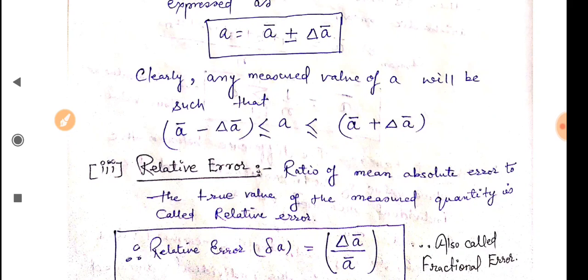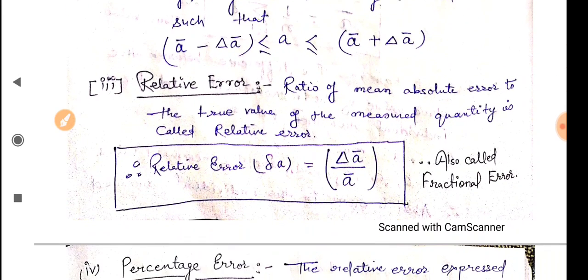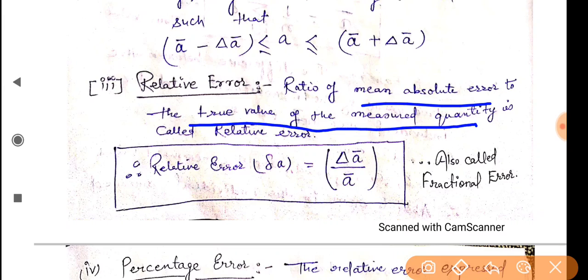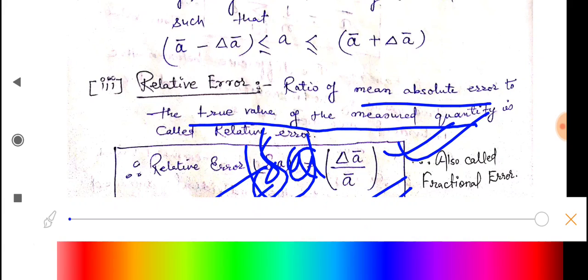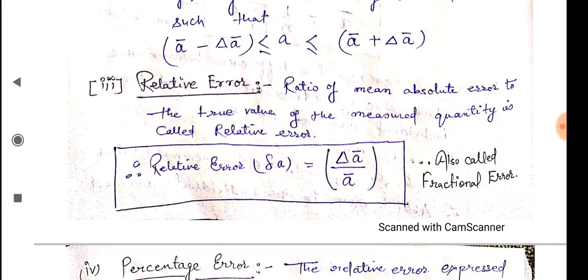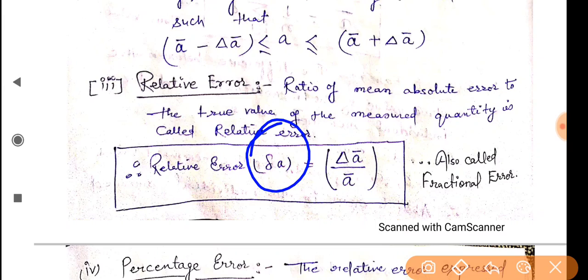Now we will talk about relative error. It is the ratio of mean absolute error to the true value of the measured quantity. So relative error, denoted by δa, is given by Δā divided by ā. δa equals Δā divided by ā. This is known as δa.